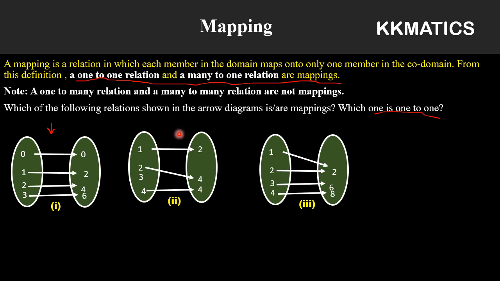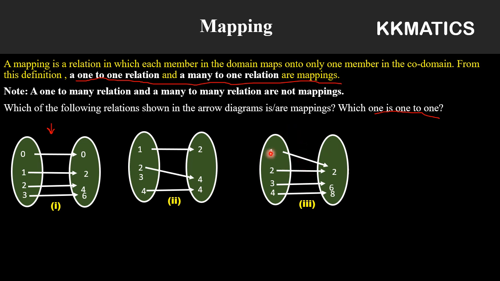Consider the next one, which is II. Looking at this particular one, this element of the domain matches to an element of the codomain. This one also matches to an element of the codomain. However, this 3 has no match. It's not matching to anything here. So we can say this is obviously not one-to-one, and this is also not many-to-one, because each one is mapping to the other one. So we can say this is not a mapping.